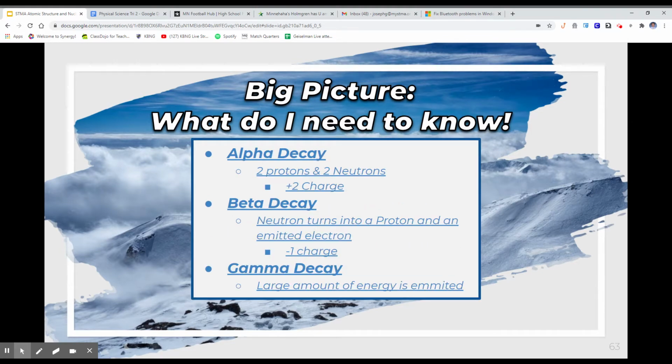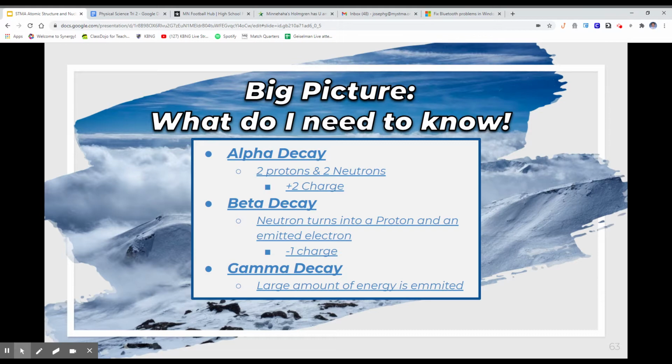And a quick review on radioactivity. Alpha decay occurs when 2 protons and 2 neutrons are ejected from the nucleus. It's like a helium atom with a +2 charge. It's slow moving and it doesn't cause a lot of damage. Beta is a little bit more energetic. A neutron breaks down into a proton and an electron. That electron gets shot out of the nucleus, right? And that beta particle, that electron, has a -1 charge.